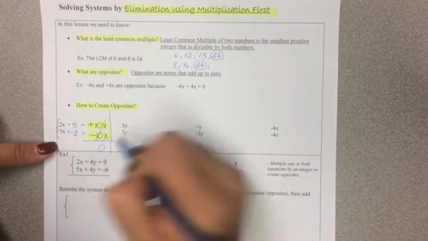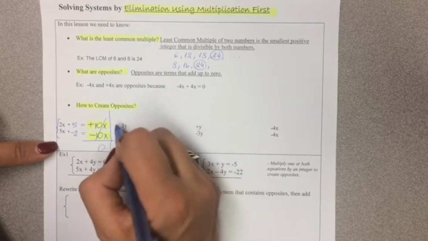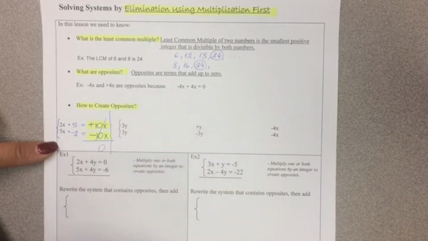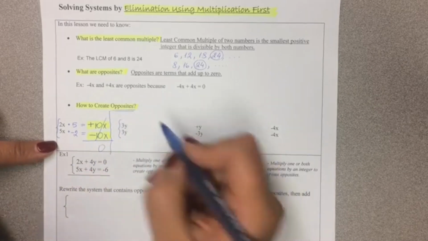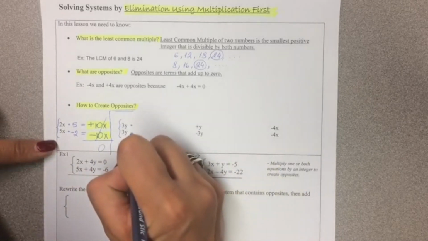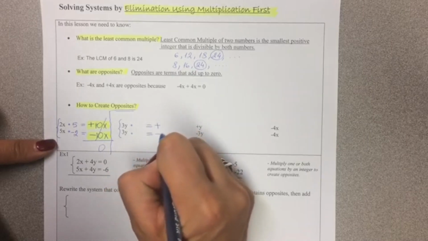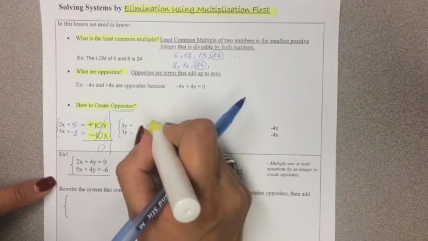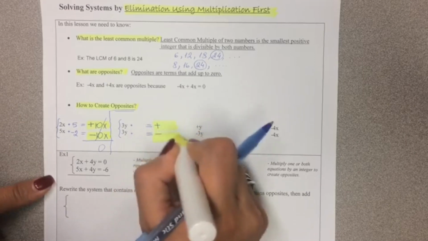Let's see another example. What if I have 3y plus 3y? That adds up to 6y. So that does not add up to 0. I need to create opposites. Opposites have to add up to 0. So what can I multiply by to create opposite signs of the same multiple?